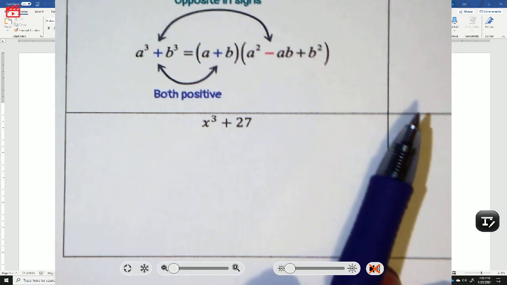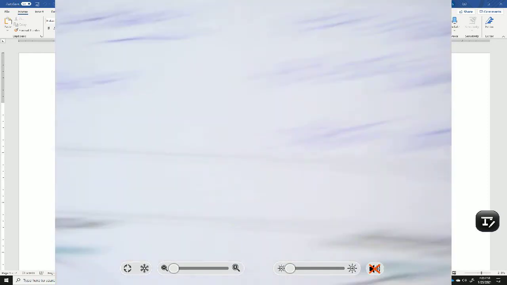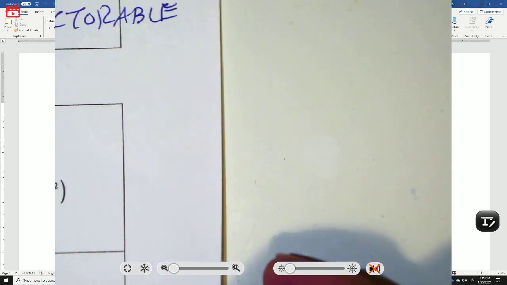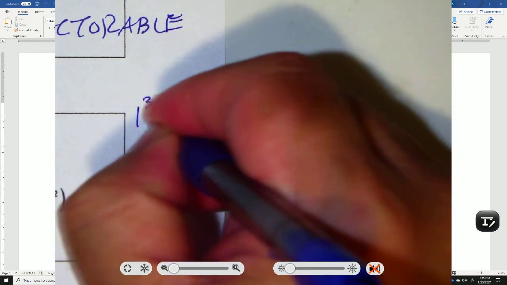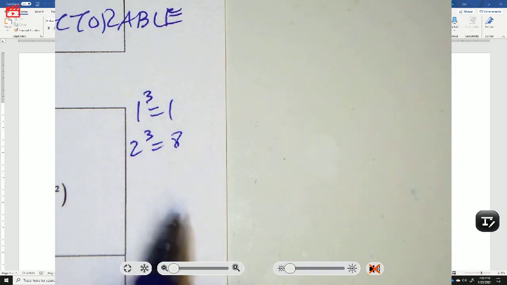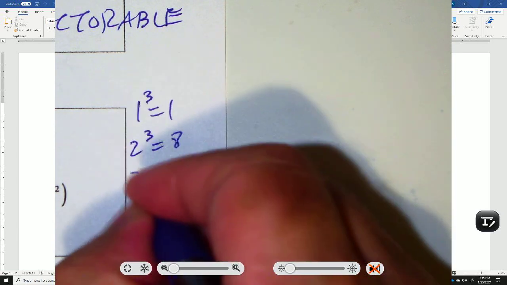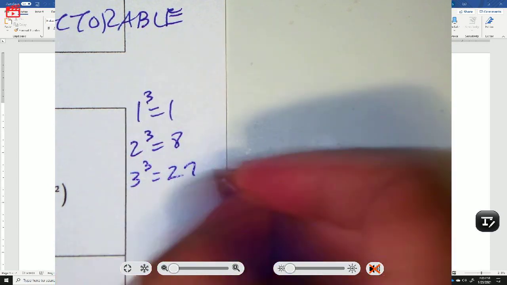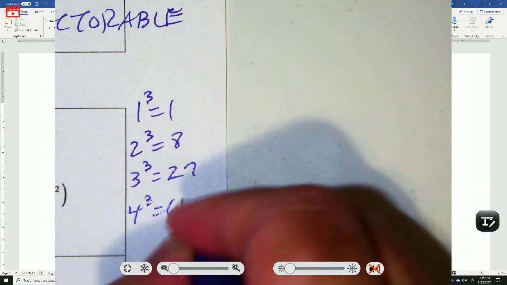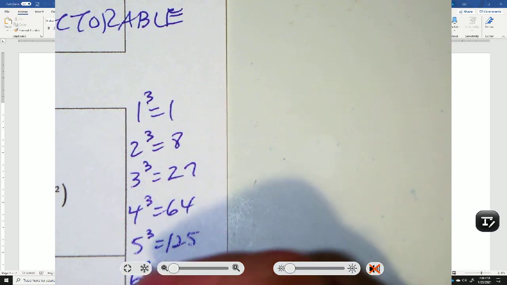All right. Also at this time, it might be a good idea to list all the perfect cubes that we know. So I'm going to just do that over here on the side. So if I have 1 to the third, that's 1, obviously. 2 to the third, that's 8. So what I want you to do is recognize that 8 is 2 to the third. 3 to the third is 27. 4 to the third is 64. 5 to the third is 125. 6 to the third is 216. Oops, running off the page there.